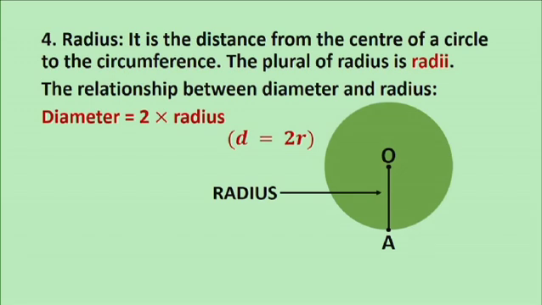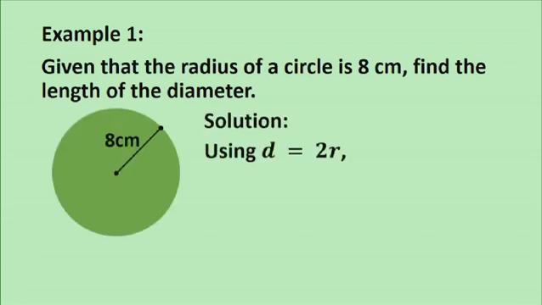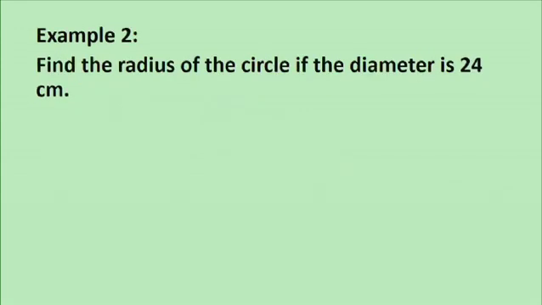Let's have a look at example 1. Given that the radius of a circle is 8 cm, find the length of the diameter. Using the formula d = 2r, we are going to substitute the value of r by 8, which gives us 2 multiplied by 8 is equal to 16 centimeters. Therefore, the length of the diameter is 16 centimeters.